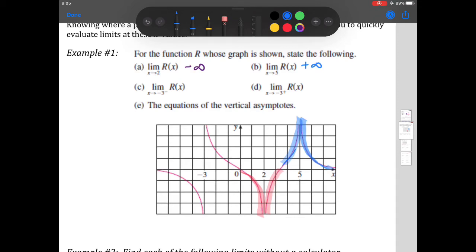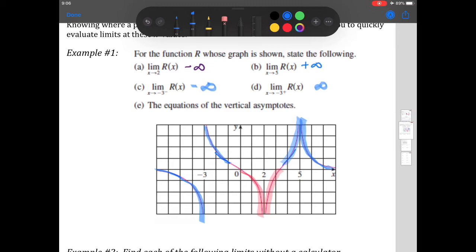Now, limit as x approaches -3 from the left only. So from the left, I'm going to trace it. Oh, my highlighters. It's approaching what? It's going down, so it's going to be -infinity. And then from the right, if I trace it from the right, it's going up. As x is approaching -3, my y is approaching +infinity, right?